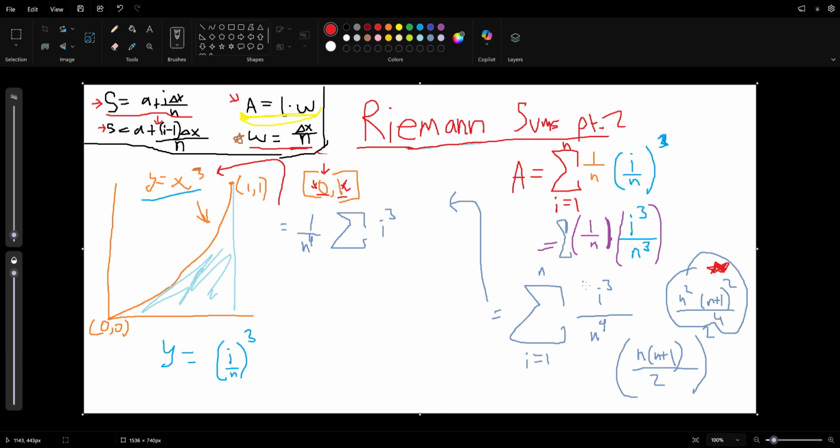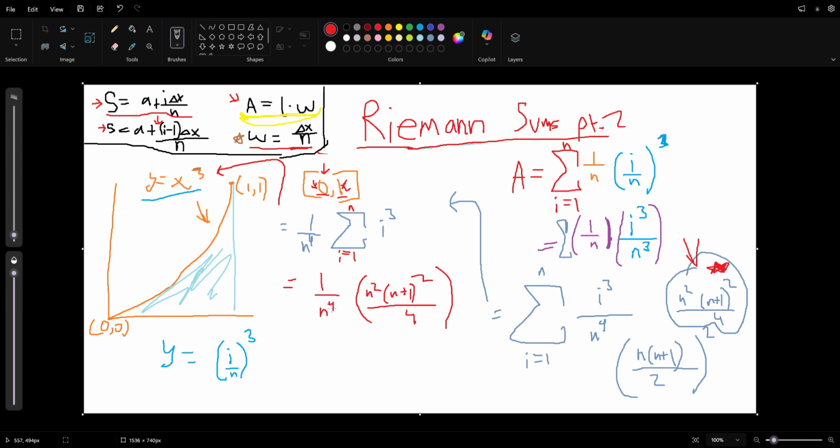Circled right here, this is the cubed formula. Now that we know that, we will be plugging it back into the equation. So now we know that the Riemann sum, with i equals 1 to n, of i cubed is just this formula right here. So we'll just plug it in. Equal to 1 over n to the fourth power times n squared times n plus 1 squared over 4.